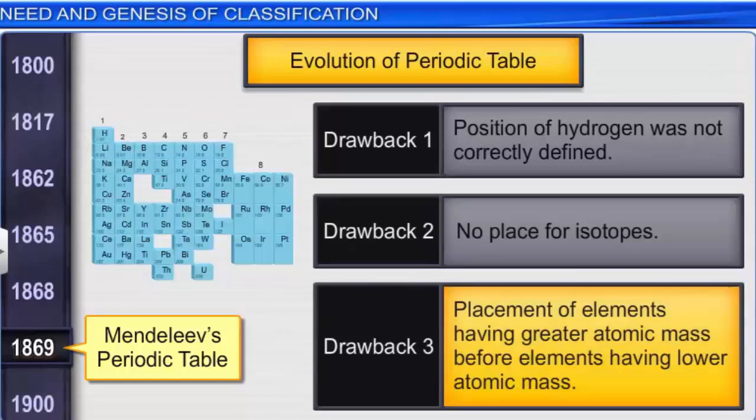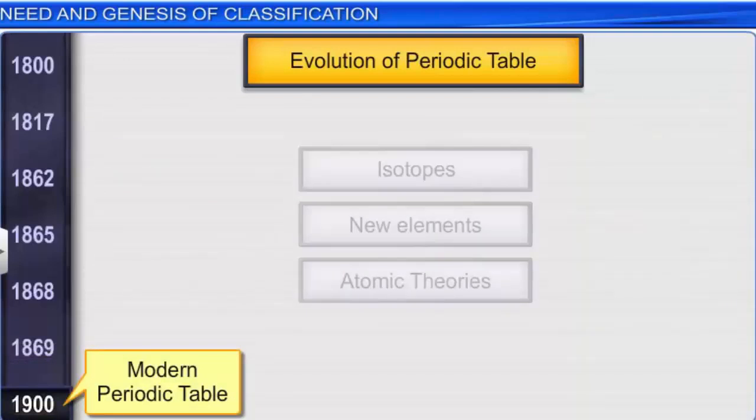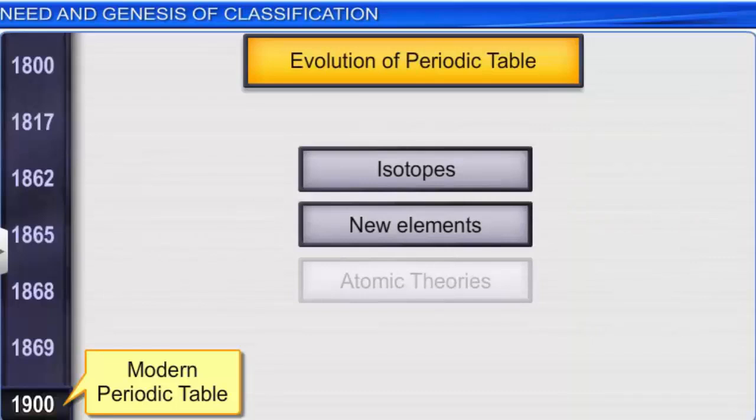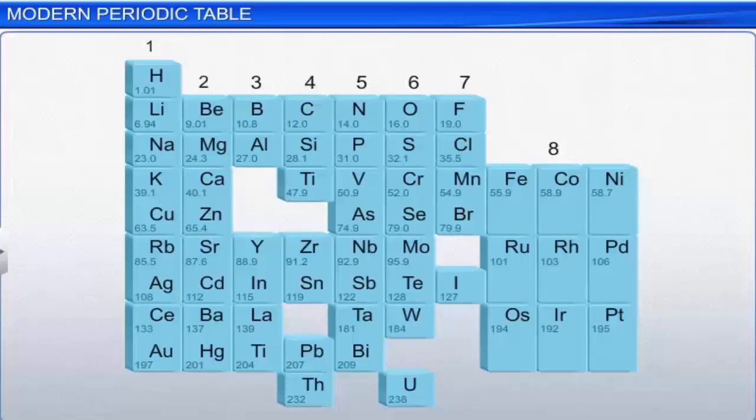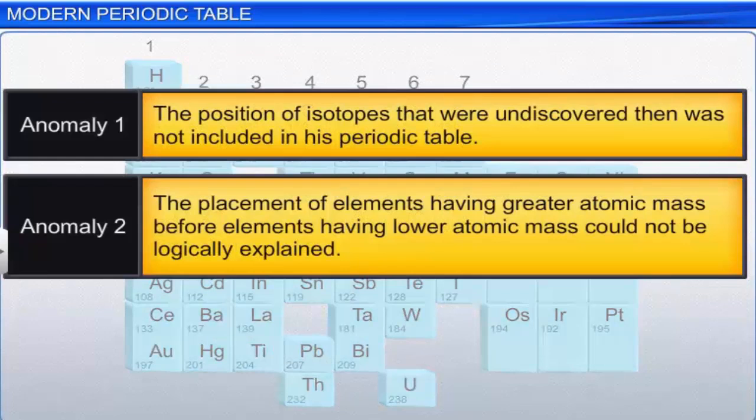In the early 1900s, discovery of newer elements, isotopes, and the development of atomic theories paved way for the development of the modern periodic table. You have already learned that the anomalies in Mendeleev's periodic table paved way for the development of the modern periodic table.